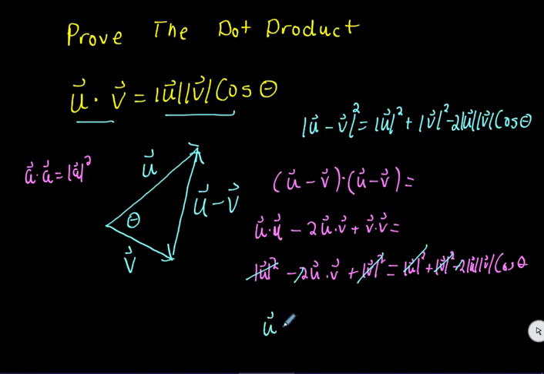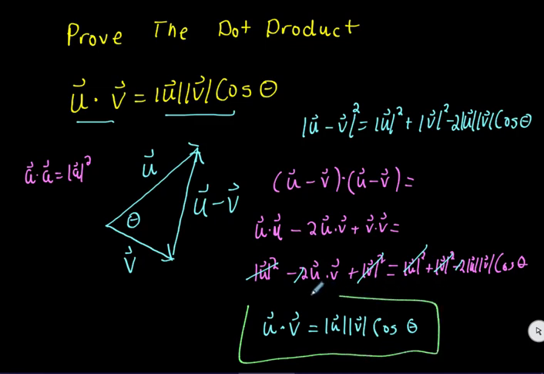And then finally I get u dot v, the dot product, is equal to what we have left over here, which is the magnitude of u times the magnitude of v times the cosine of the angle theta between them. And there you go. We have proven the dot product.